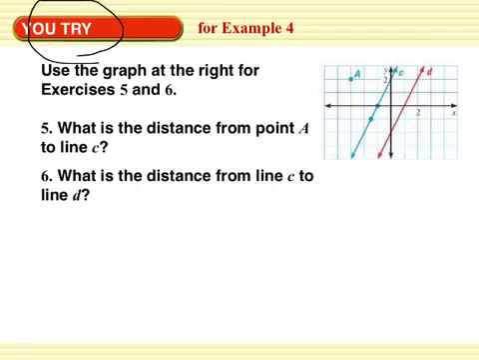Okay, we have a line. The distance from point A to line C is going to be a segment that's perpendicular to line C. So I have a segment here, and it has to be perpendicular to line C. I'm going to erase that for now. If you look back in your book, it says that the distance from a point to a line is the length of the perpendicular segment from the point to the line.